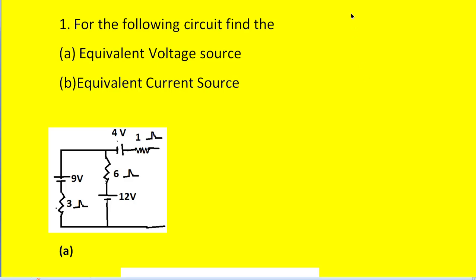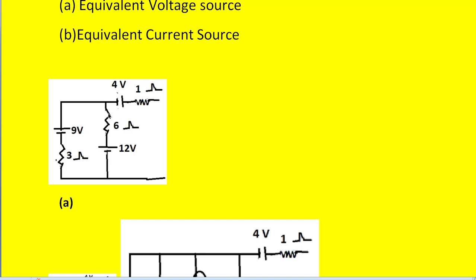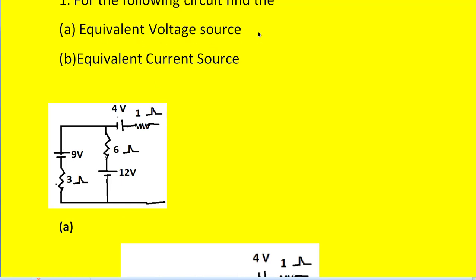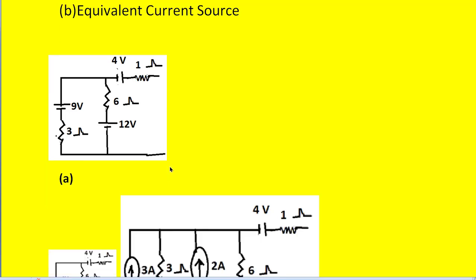So let us apply this voltage source to current source and current source to voltage source method to the following circuit. For the following circuit, find the equivalent voltage source VA and the equivalent current source VB. This is the given circuit. Here we find one voltage source, another voltage source, and also another voltage source. First, what is the equivalent voltage source across these output terminals? Similarly, what is the equivalent current source between the terminals?